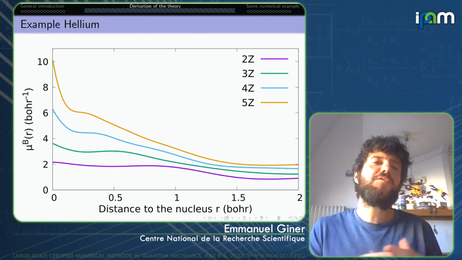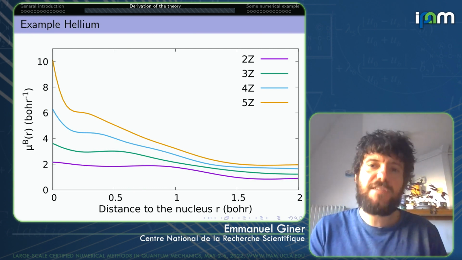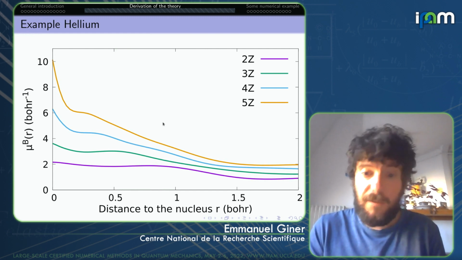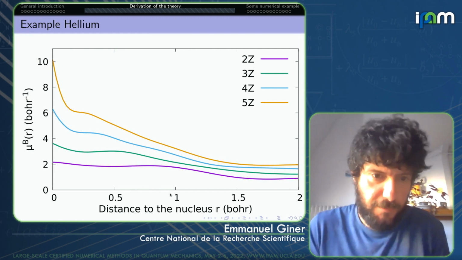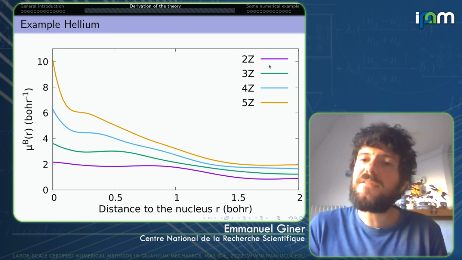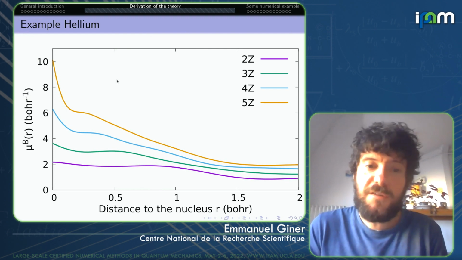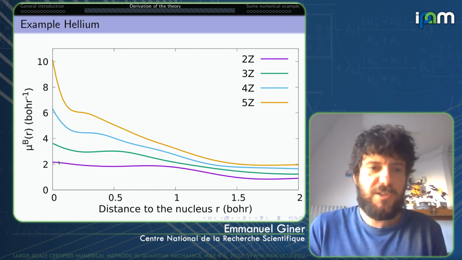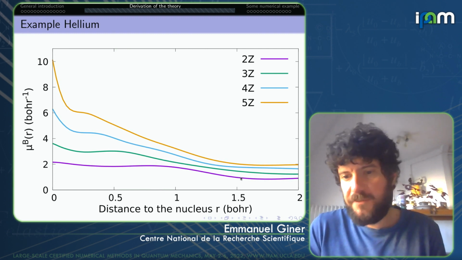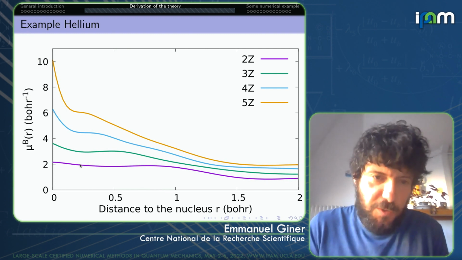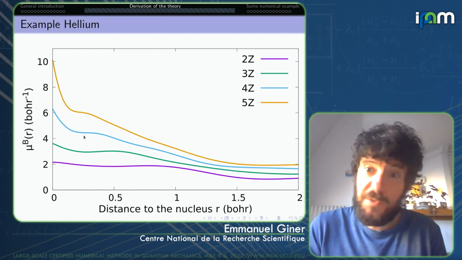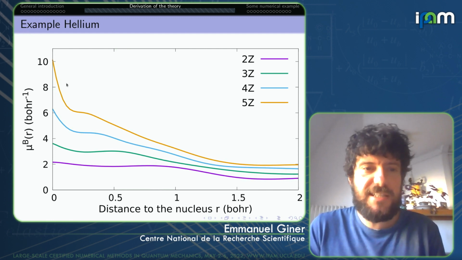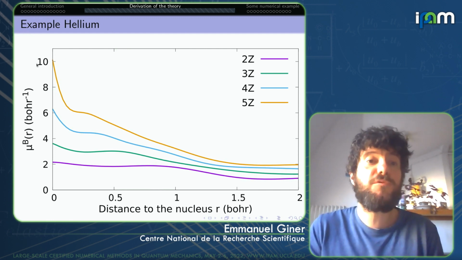So let me give you a pictorial example in the case of the helium atom. Here I have represented the value of mu in R, so as a function of the distance to the nucleus of the helium atom, for different basis sets. You see that none of them are clearly isotropic or invariant, okay? And what you see is that in a double zeta, you have something relatively flat. And when you increase the basis set, the overall value of mu increases, okay? And you see that this increase is much more drastic when you're close to the nuclei.